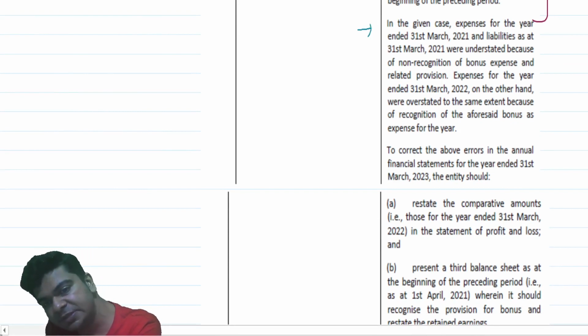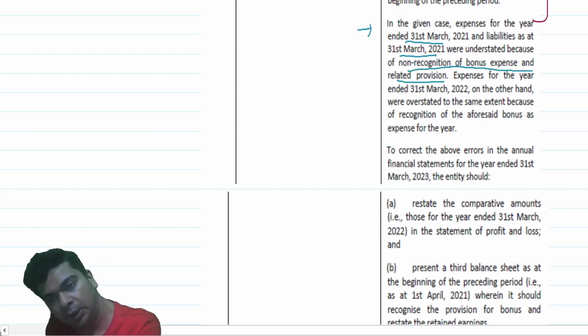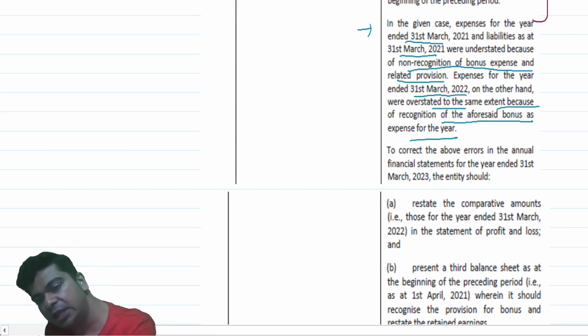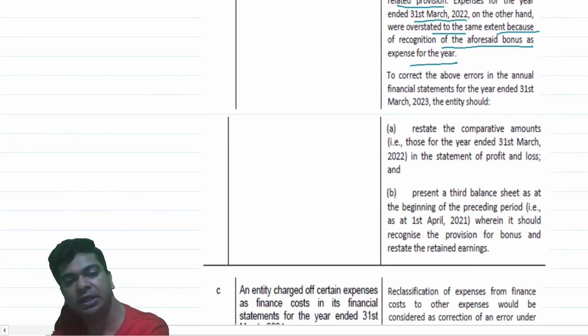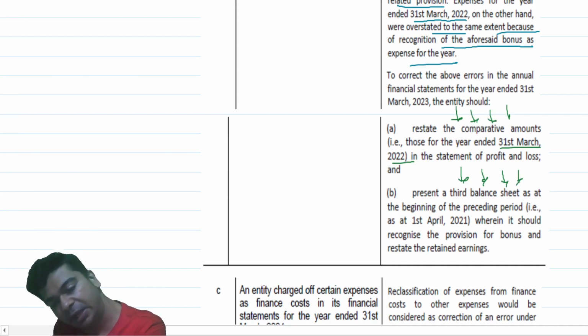In the given case, expenses for the year ended 31st March 2021 and liabilities as at 31st March 2021 were understated because of non-recognition of bonus expense and related provision. Expenses for the year 31st March 2022, on the other hand, were overstated to the same extent because of recognition of the aforesaid bonus as an expense. To correct the above errors in the financial statements for the year ended 31st March 2023, the entity should, obviously, the first thing you'll have to do is restate the comparatives for the year ended 31st March 2022 and present a third balance sheet as at the beginning of the preceding period.